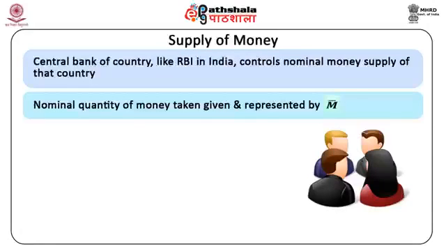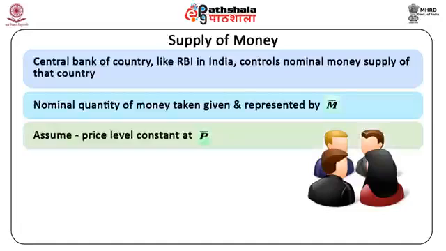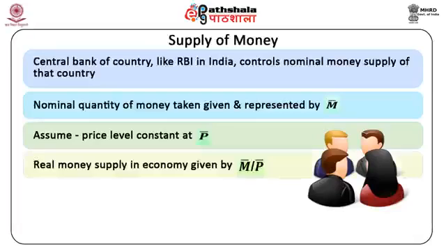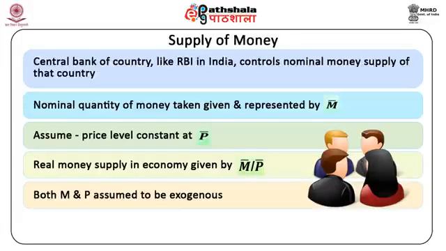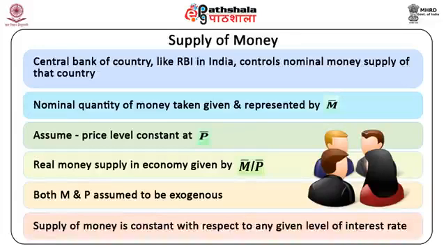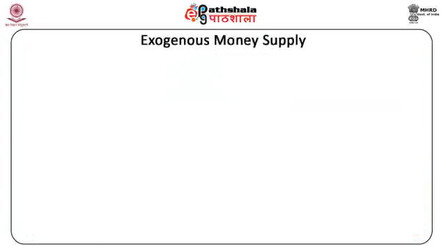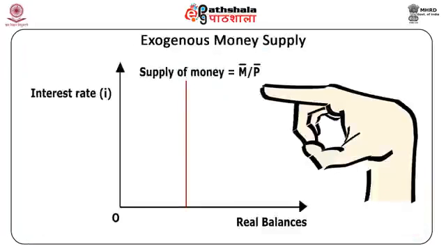The nominal quantity of money is taken as given and is represented by M bar. We also assume that the price level is constant at P bar. Therefore, real money supply in the economy is given by M bar upon P bar. Both these variables, M and P, have been assumed to be exogenous. Therefore, the supply of money is a constant with respect to any given level of interest rate. This is shown in the given figure.